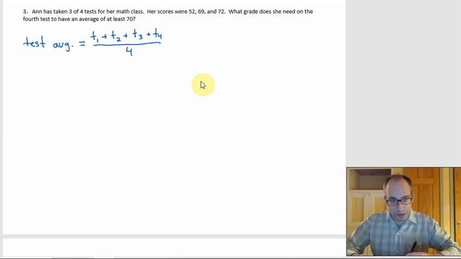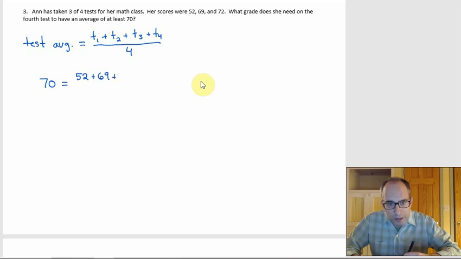So what I'm going to do then is I'm going to say, well then, we're going to figure out what we need to get the test average to be exactly 70. And then we can say, if anything above that would give her an overall average above 70, right? But let's see, T1 is 52. Then T2 is 69. And T3 is 72. And then T4 is the thing we got to figure out. And then divided by 4.